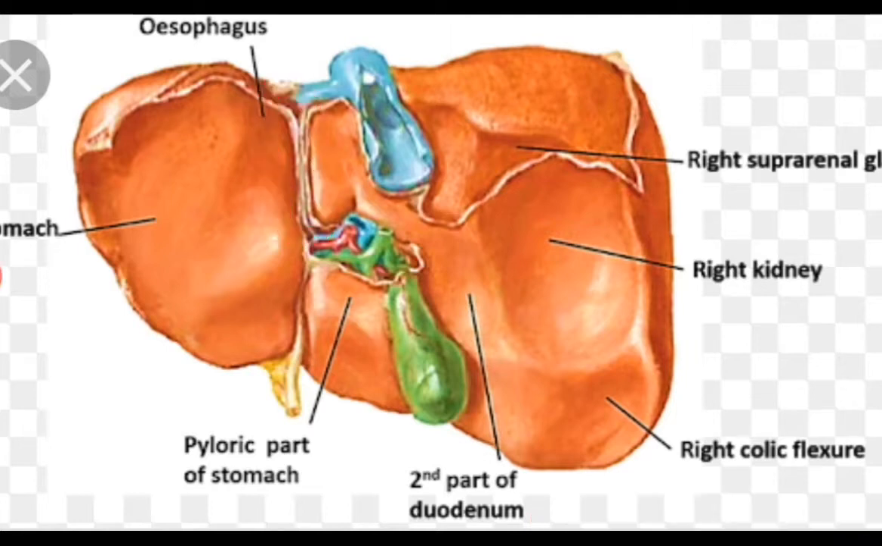So there are five bare areas. One is the bare area of the liver on the posterior surface. The other is the fossa for gallbladder. The third one is the groove for IVC, and the groove for ligamentum venosum and the porta hepatis. So these are the five bare areas of the liver.